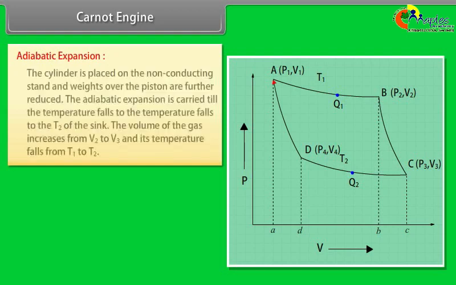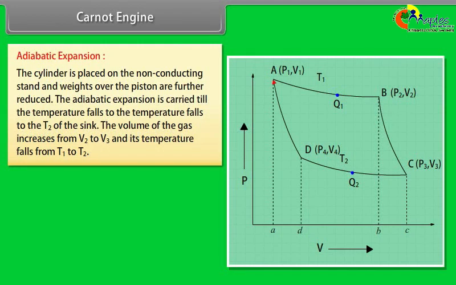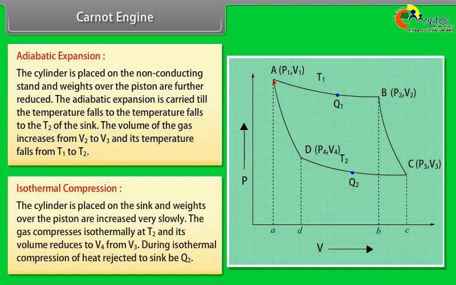Adiabatic expansion. The cylinder is placed on the non-conducting stand and weights over the piston are further reduced. The adiabatic expansion is carried till the temperature falls to the temperature T2 of the sink. The volume of the gas increases from V2 to V3 and its temperature falls from T1 to T2. Isothermal compression. The cylinder is placed on the sink and weights over the piston are increased very slowly. The gas compresses isothermally at T2 and its volume reduces from V3 to V4. During isothermal compression, heat Q2 is rejected to the sink.